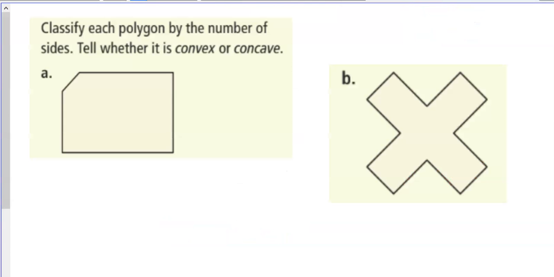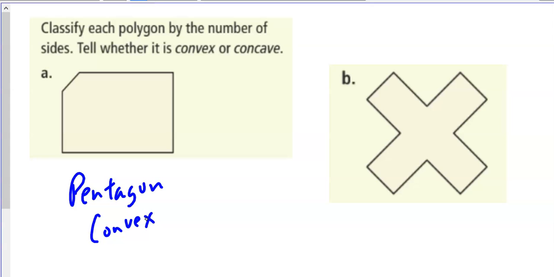All right, so let's do a couple examples here. Classify each polygon by the number of sides, and then tell whether it's convex or concave. This one has 1, 2, 3, 4, 5 sides, so it's a pentagon. And nothing caves in. All these interior angles are less than 180, so this would be what we call convex.